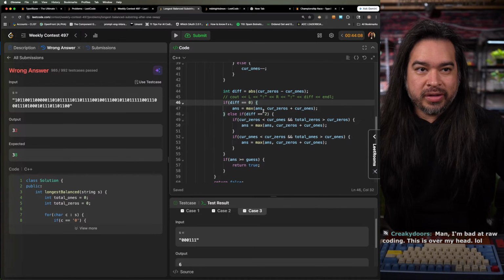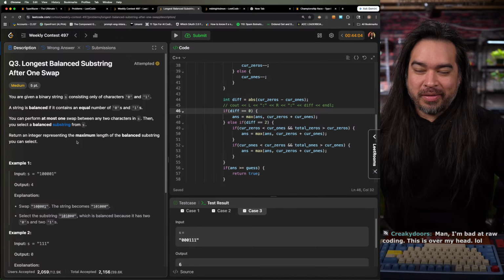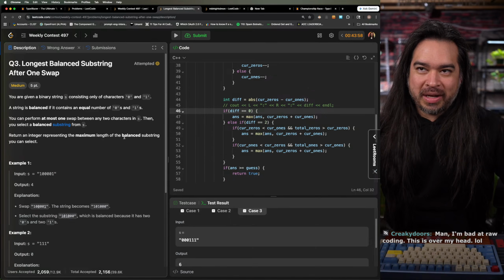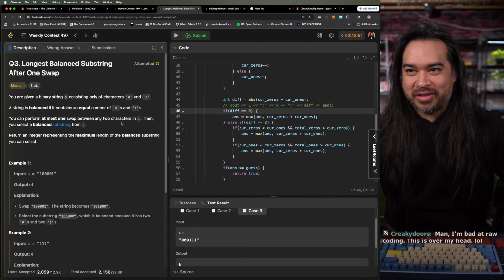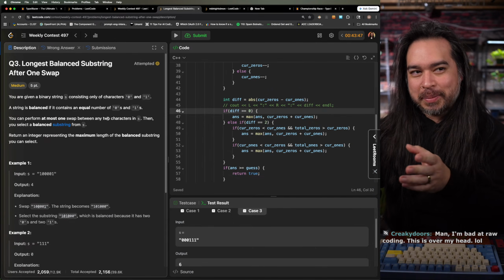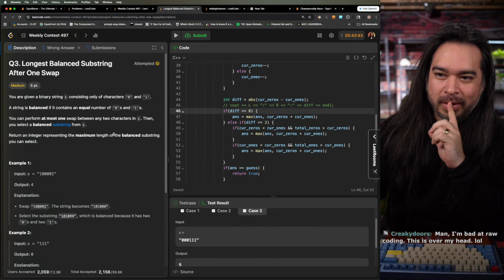Bad at Rocco, this is over my head. Hey, this is probably over lots of people's heads, including mine. Unless you practice this type of stuff on the regular, I wouldn't worry about not understanding what's going on. It's a very specific skill you gotta train. And I'm trying to train it.